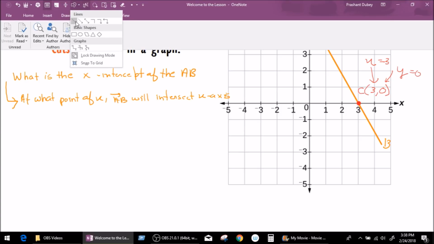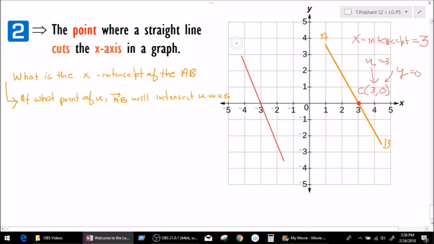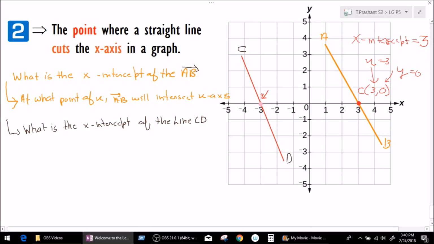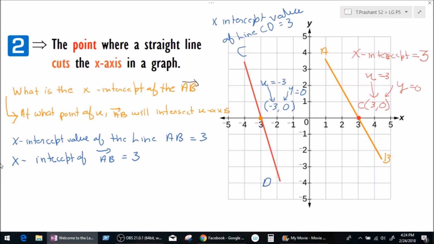Now let's draw another line. Let's write the name of the line C and D. And let me ask the same question. What is the x-intercept of the line CD? Now let's do the same thing and find out our x-intercept. So we can say that at this point the x value of this coordinate will be the x-intercept. So let's write x is -3 and y is 0. And that's how we can tell that the x-intercept value of the line CD equals -3. Because when y is equal to 0, the value of x is -3. That's why -3 will be the x-intercept of the line CD.